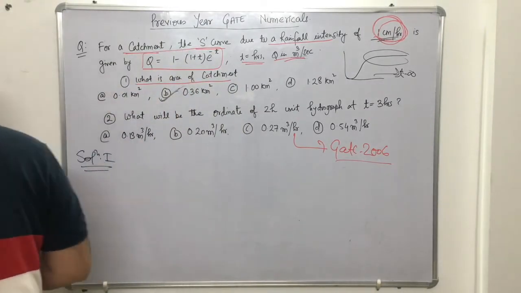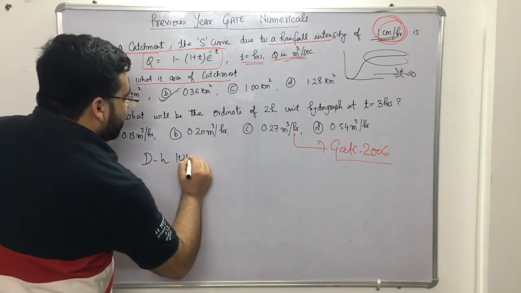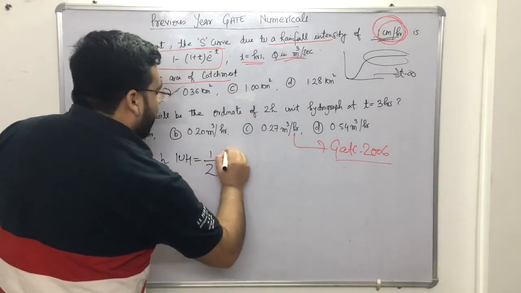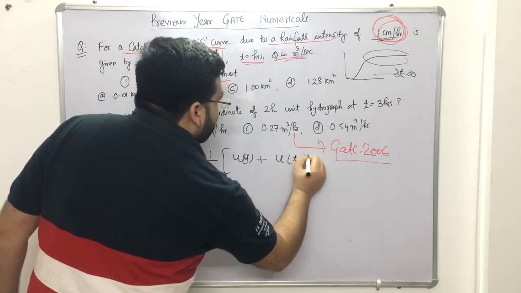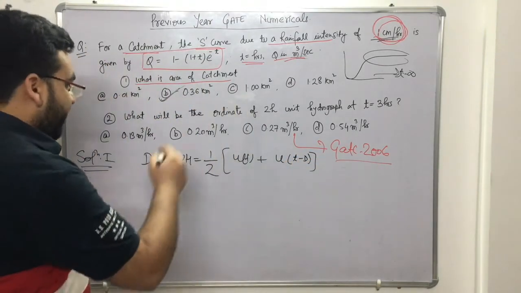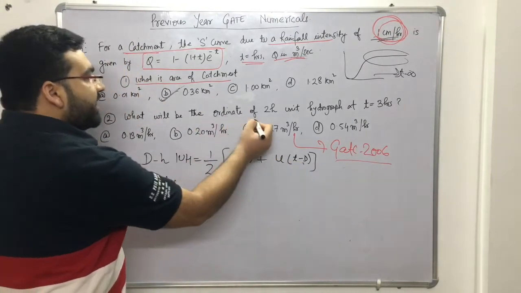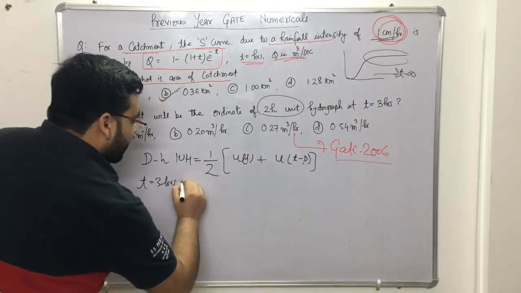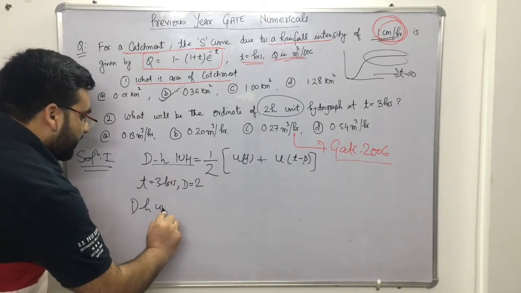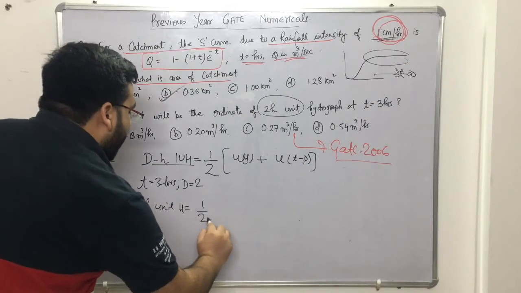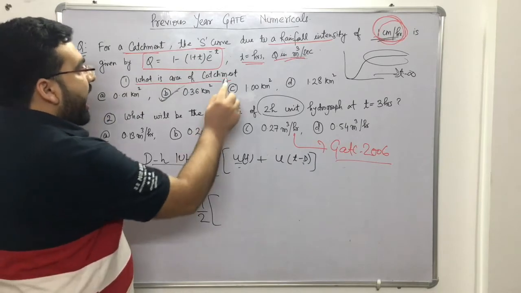And in the instantaneous unit hydrograph, I told you that if you want to determine a D-hour unit hydrograph, it is actually equal to half of U(t) plus U(t minus D). Simple. Now what is t? So t is 3 hours. And what is the D-hour unit hydrograph? It is a 2-hour unit hydrograph, so D is equal to 2. So the D-hour unit hydrograph will be equal to half of U(t), meaning at t equals 3 hours, so I have to put t equals 3.